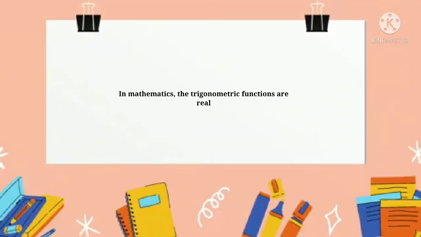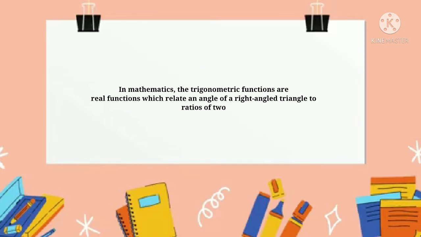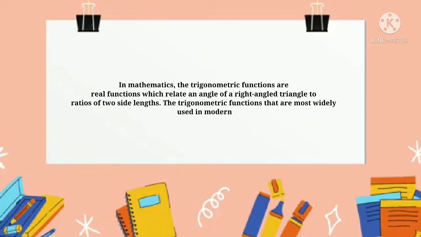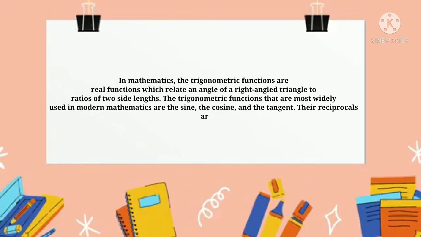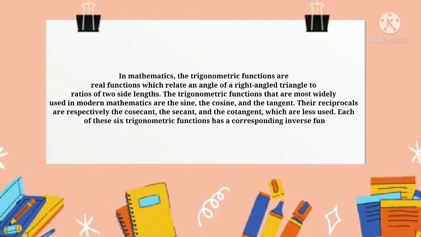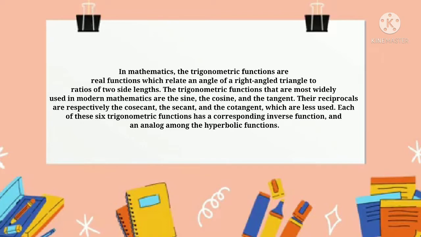Alright guys, in this video, I'm going to show you how to solve or prove problems involving trigonometric functions. But first, what do we mean by trigonometric functions? In mathematics, the trigonometric functions are real functions which relate an angle of a right-angled triangle to ratios of two side lengths. The trigonometric functions that are most widely used in modern mathematics are the sine, the cosine, and the tangent. Their reciprocals are respectively the cosecant, the secant, and the cotangent, which are less used.